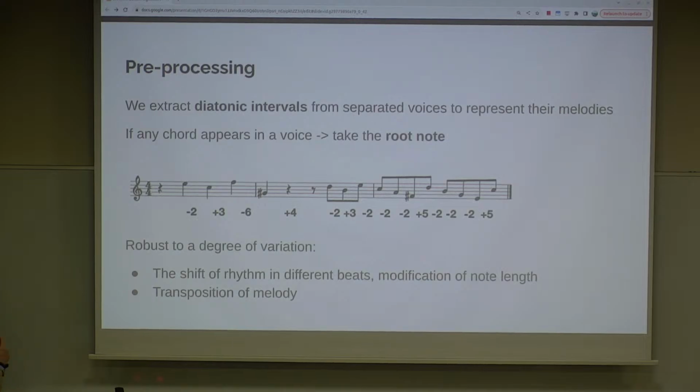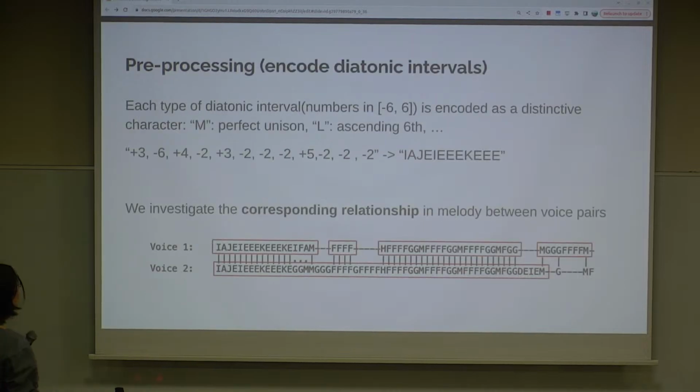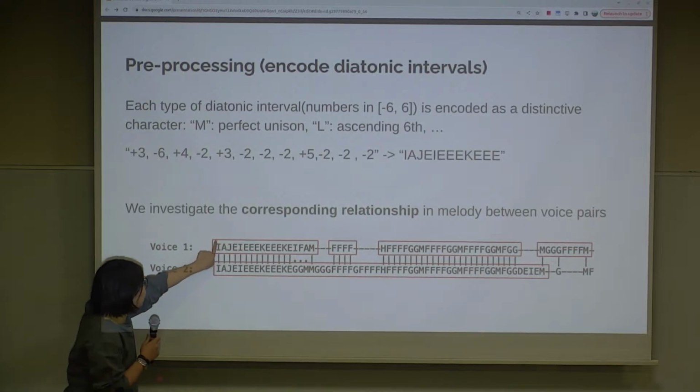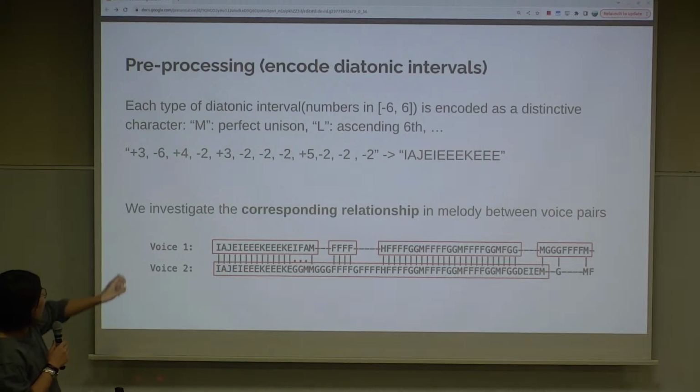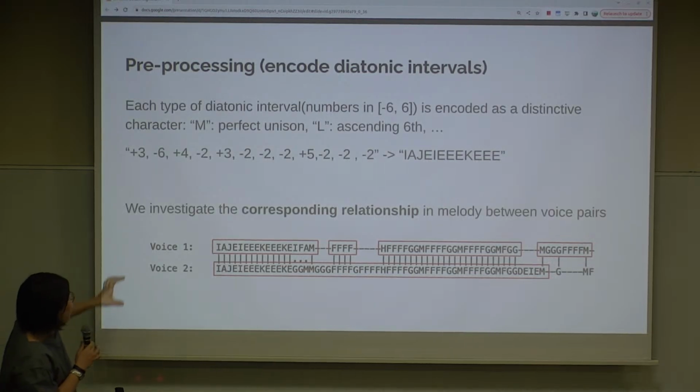It's robust to the shift of rhythm in different beats, modification of note lengths, and it is also robust to transposition of melody. And then we encode those numbers into letters so that we can use Smith-Waterman. Each letter here is one interval. We investigate the corresponding relationship in melody between voice pairs.